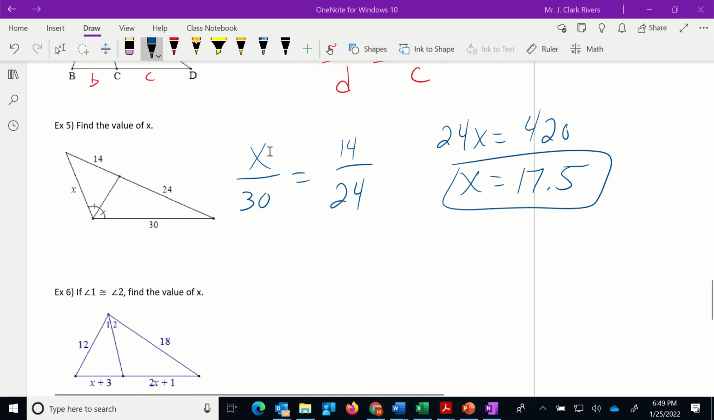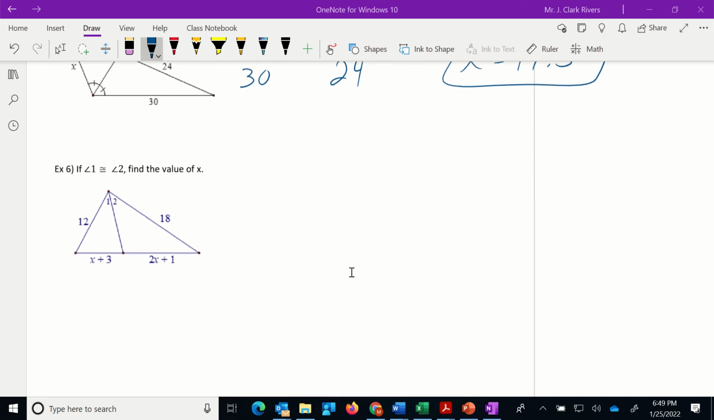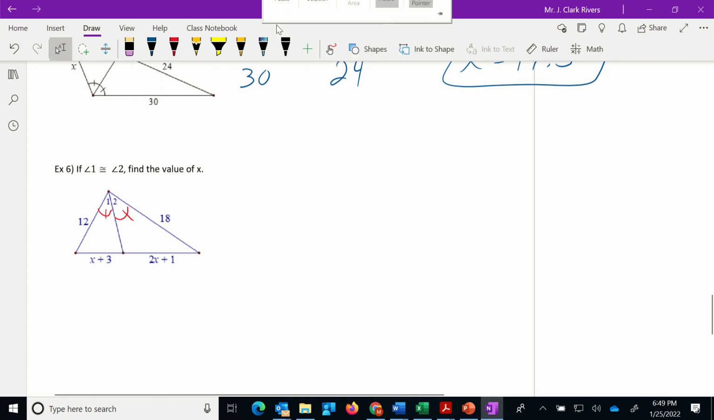When we cross multiply, we get x times 24 is 24x. 30 multiplied by 14 is 420. We divide both sides by 24, and we get x equals 17.5. On to example 6. It says if angle 1 is congruent to angle 2, let's label that. Angle 1 is congruent to angle 2. Find the value of x. Try this one on your own. This is also the triangle angle bisector theorem. Pause the video now and give it a shot.